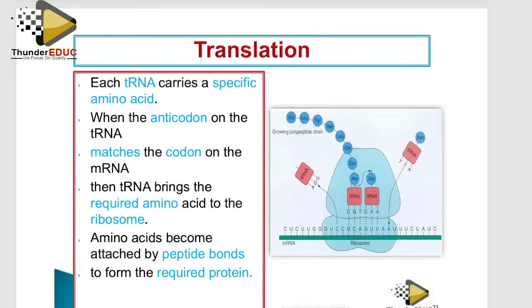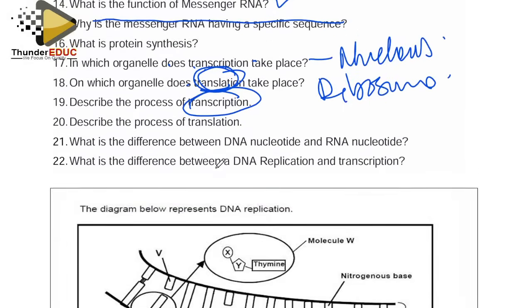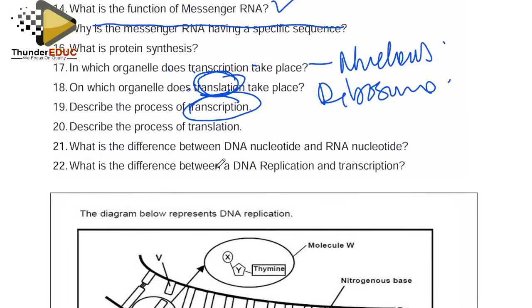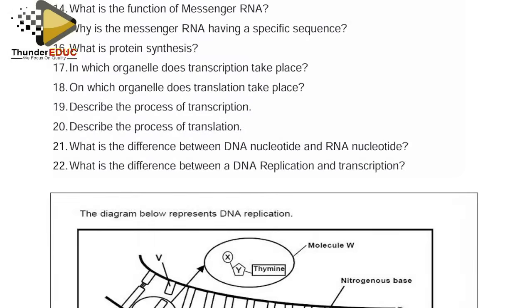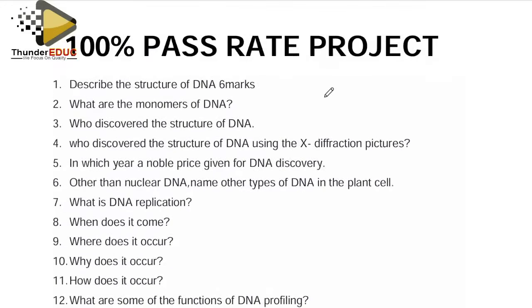We got the next question. The next question is asking what is the difference between the DNA nucleotide and RNA nucleotide? When you talk about the DNA nucleotide, we are looking at the structure of the DNA nucleotide. Remember, we said that the monomers of DNA are nucleotides.